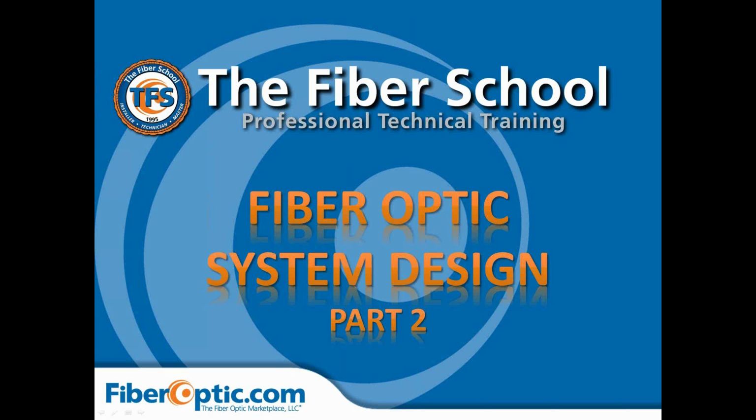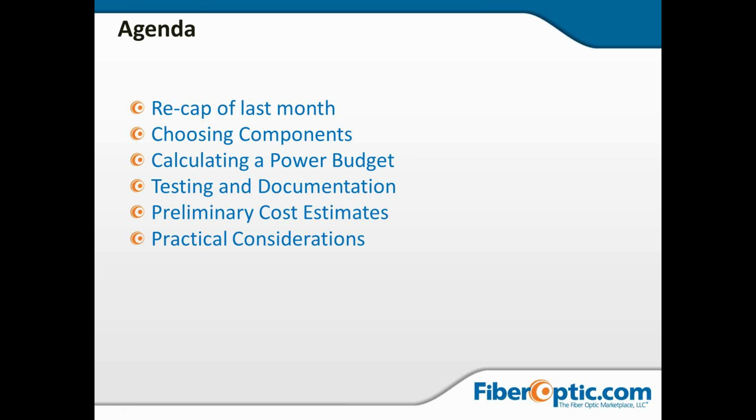So anyway, today we're going to finish up our conversation we started last month about fiber optic system design. We're going to talk this month about a brief recap from last month. We're going to talk about choosing components, calculating a power budget, testing and documentation, preliminary cost estimates, and then we're going to wrap up with some practical considerations.